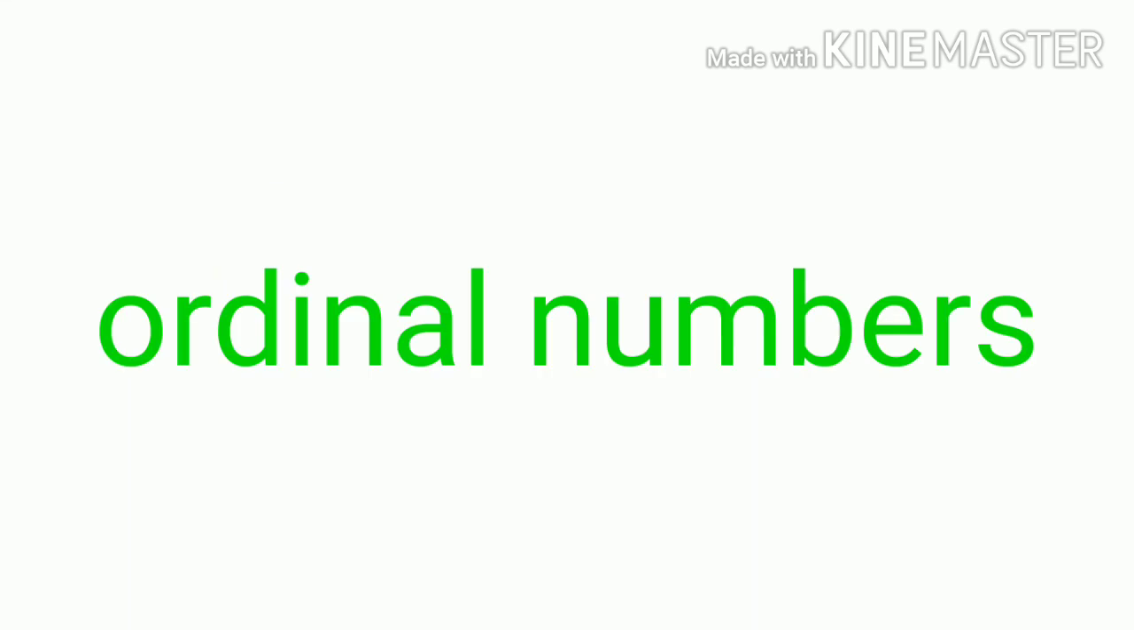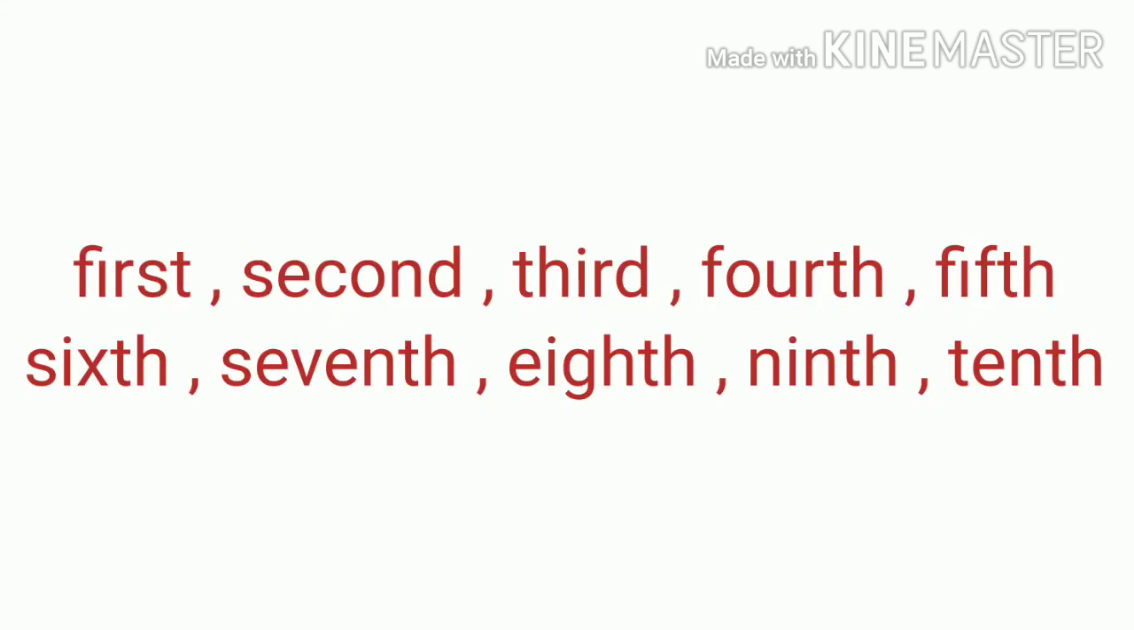We learned about ordinal numbers. The ordinal numbers tell us the position of an object in a sequence. Words such as first, second and third are used for ordinal numbers. Ordinal numbers show the order or position of things. The first 10 ordinal numbers are first, second, third, fourth, fifth, sixth, seventh, eighth, ninth and 10th.